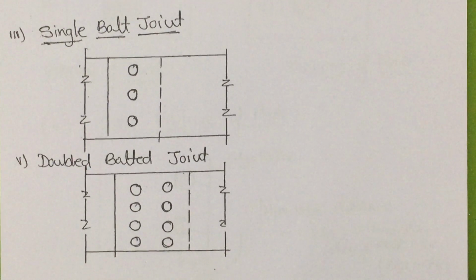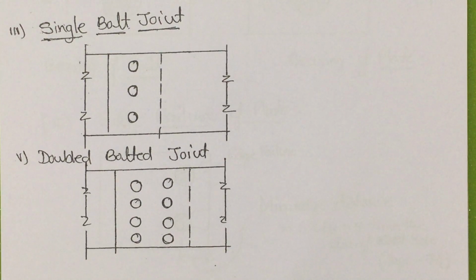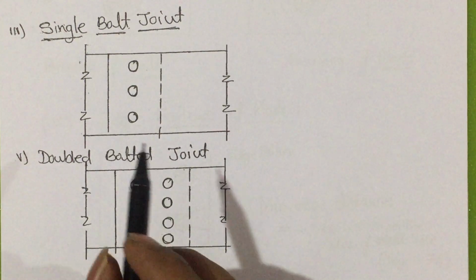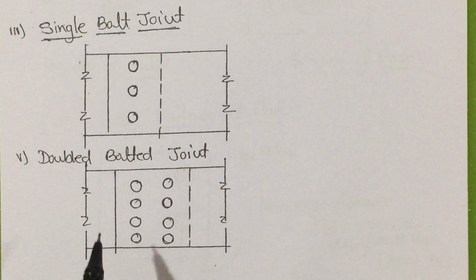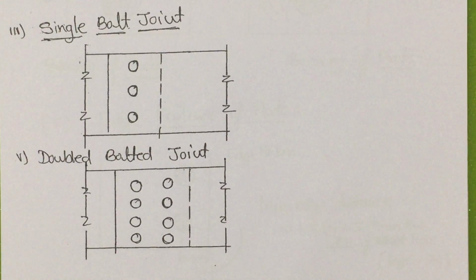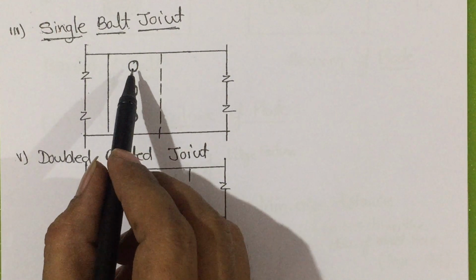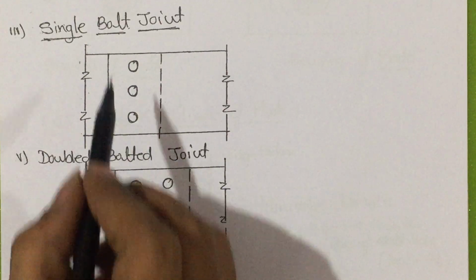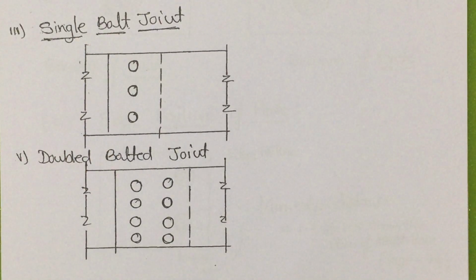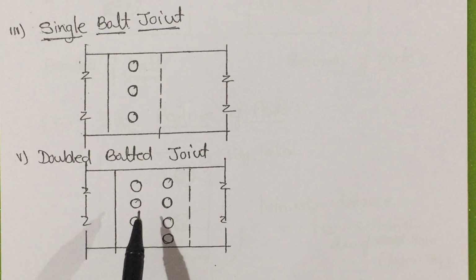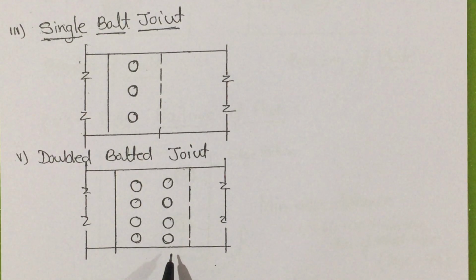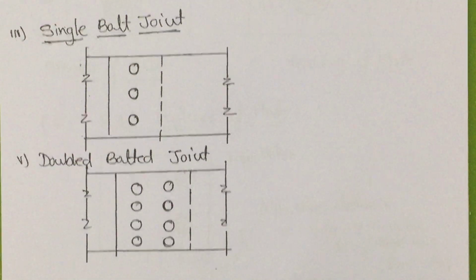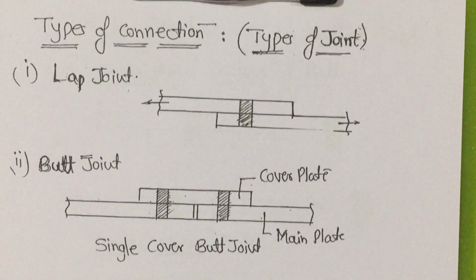Then we come across single bolt joint and double bolt joint. That depends upon in how many rows the bolts are provided in the joint. If we provide the bolts in one chain, we call that a single bolt joint. Suppose we provide the bolts in 2 rows, we call that a double bolted joint.